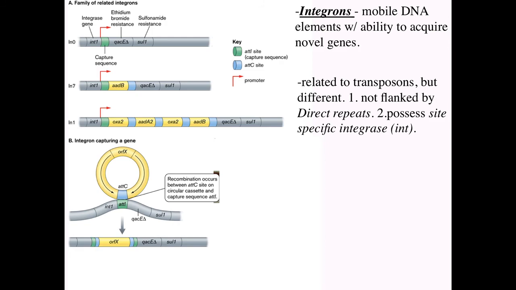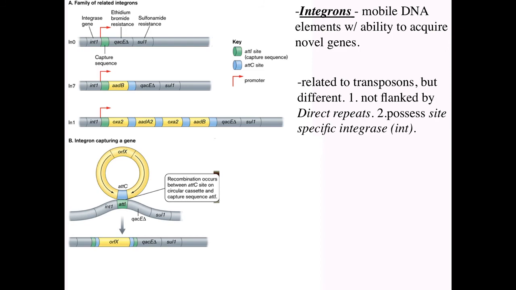So in integron 0, IN0, there are two genes present. One gives resistance to ethidium bromide. I don't really know what the benefit to bacteria is. I always just think of ethidium bromide as something we use in the lab to make DNA fluorescent in agarose gel. But there is a gene that gives bacteria the resistance to ethidium bromide. But there's also a gene in there that gives bacteria resistance to sulfonamides, a type of antimicrobial. So you can see that having these genes in here, especially the resistance to sulfonamide, could help a bacterium survive treatment with that particular drug.